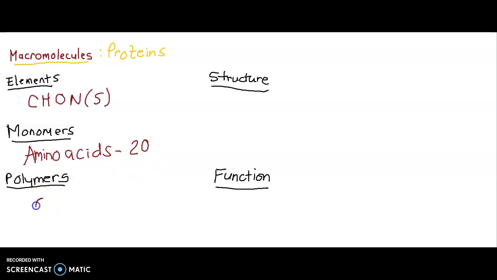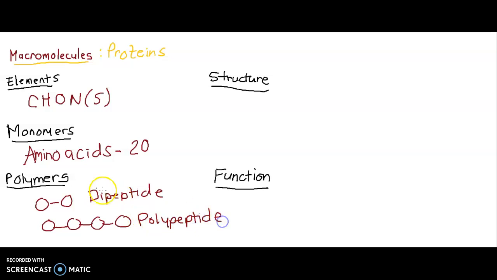Okay, so now we're ready to put our monomers together into polymers. If we put 2 amino acids together, it is called a dipeptide. If we put multiple amino acids together into a chain, this is going to be called a polypeptide. Each monomer, each amino acid, is held together to its neighbor monomer by a covalent bond. Covalent bonds are very strong bonds. In the case of proteins, these covalent bonds get the special name of peptide bonds. So you should associate peptide with proteins.